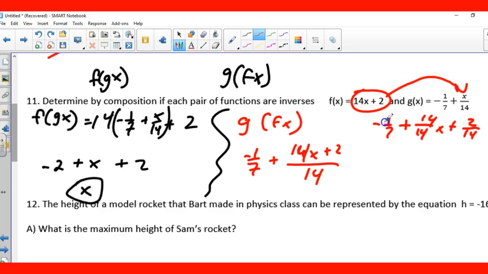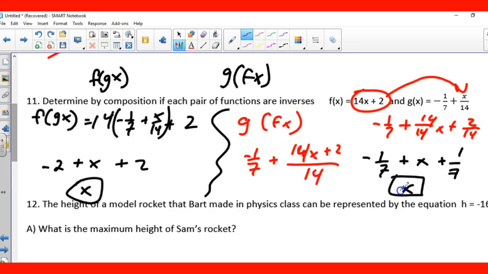All right. So when I do that, I have negative 1/7 plus 14 over 14x. That's 1x. And then 2 over 14 is the same thing as, if I divide 2 by 2, I have 1, and if I divide 14 by 2, I have 7. So now I have negative 1/7 plus 1/7. Well, that's 0. So I'm left with just x.